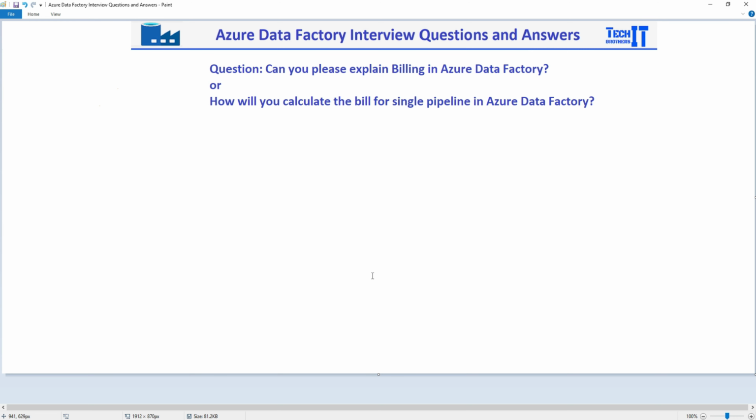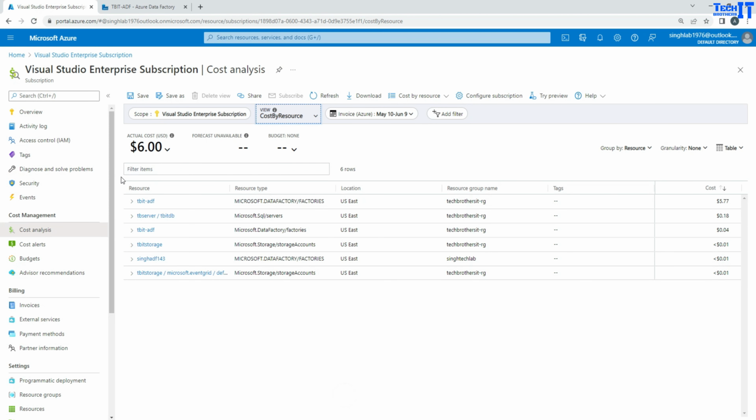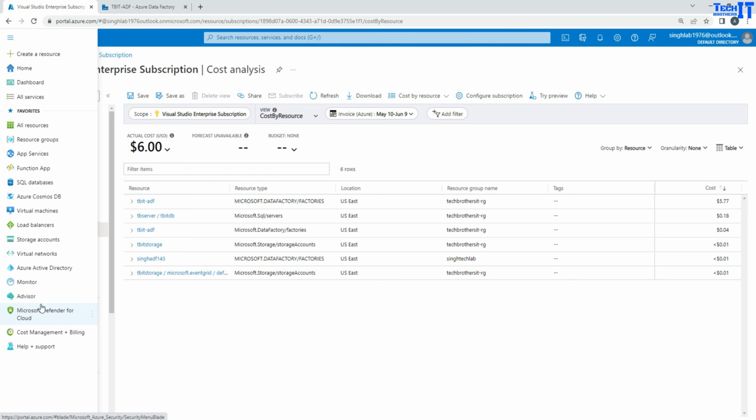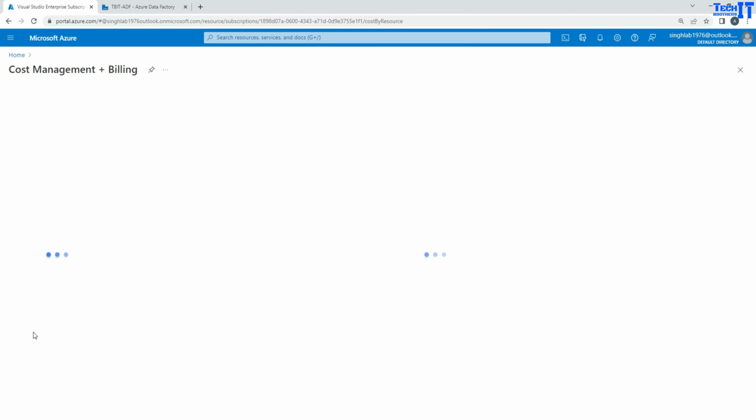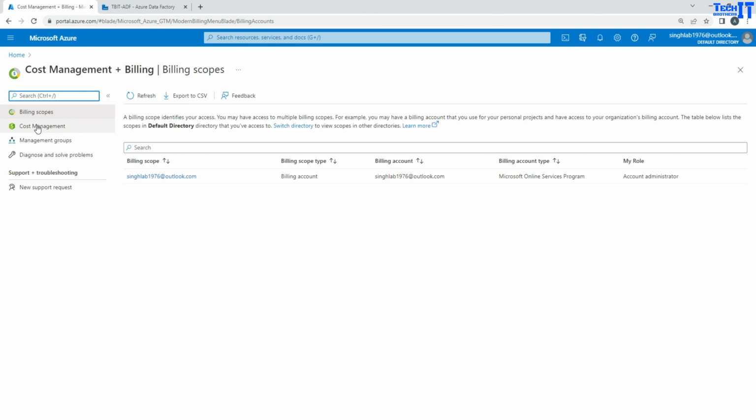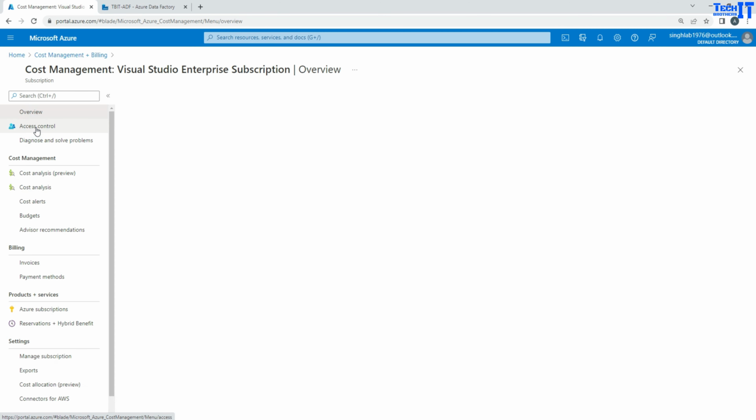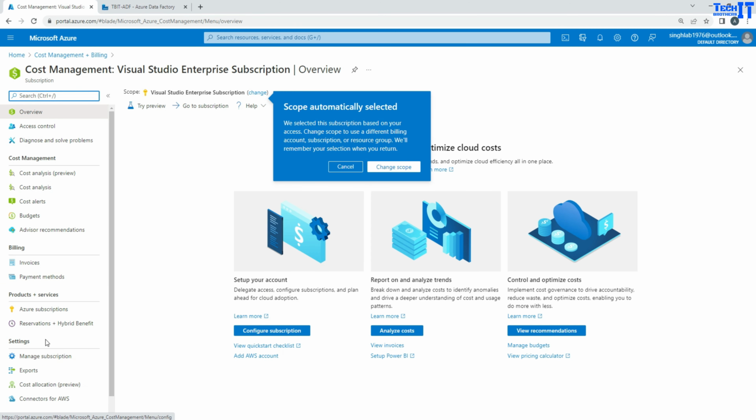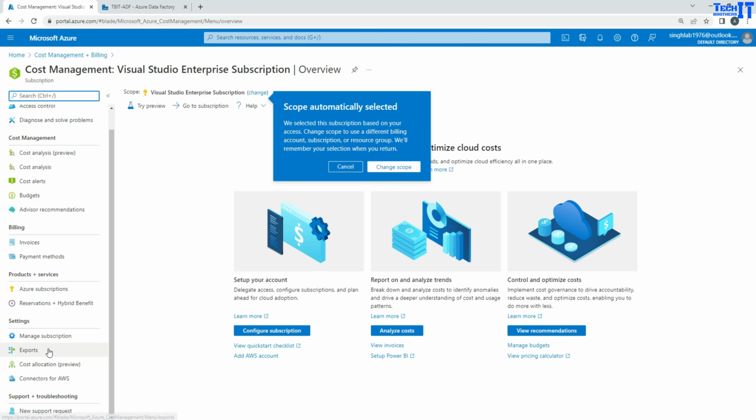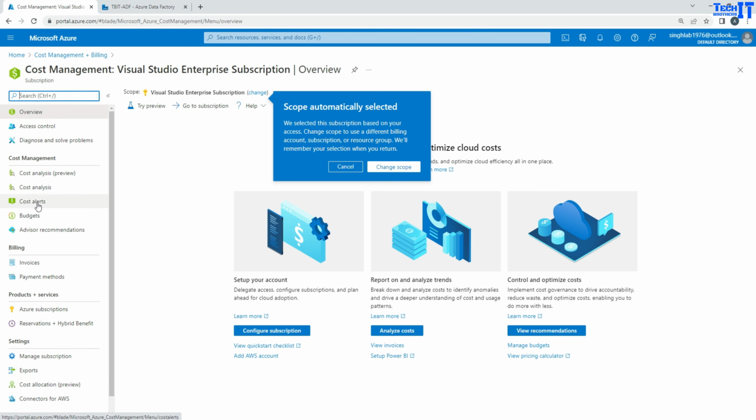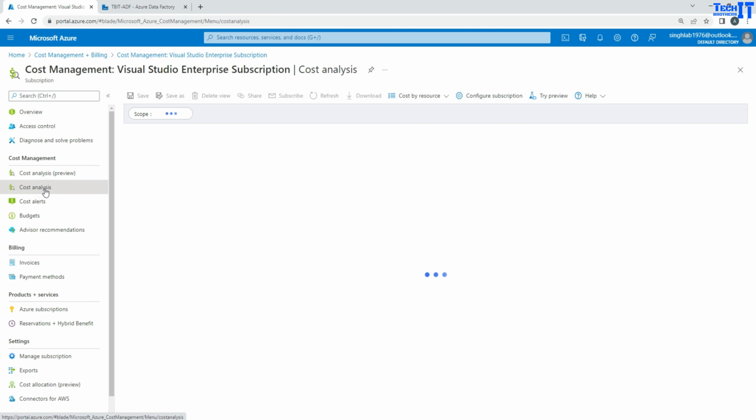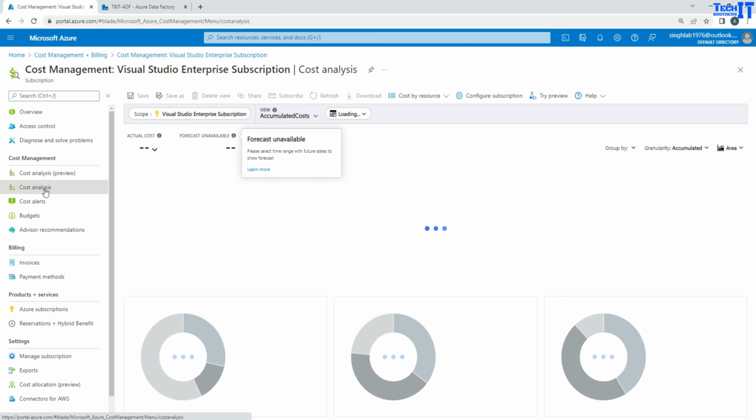Now first of all, I'm going to show you the billing. So I went here in the Azure portal and then I went to cost management and billing, and then cost analysis. Once you click right there, it's going to give you all the information for your cost.